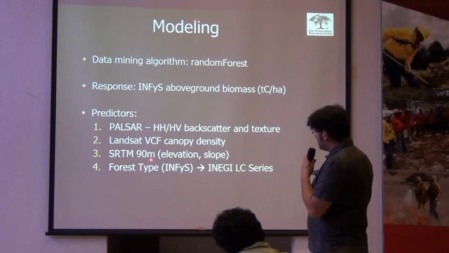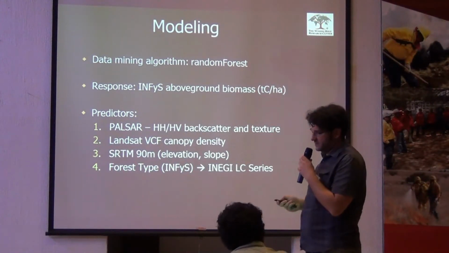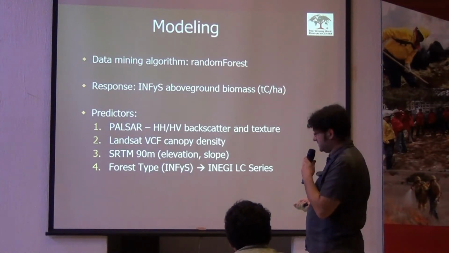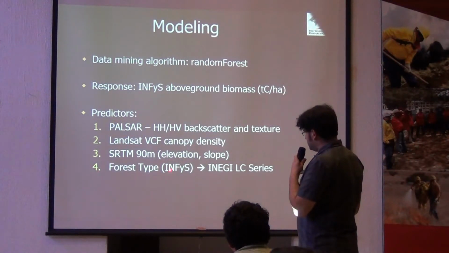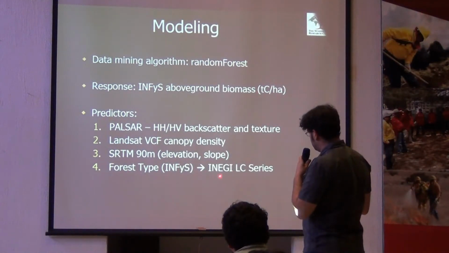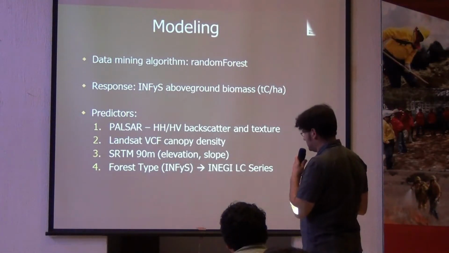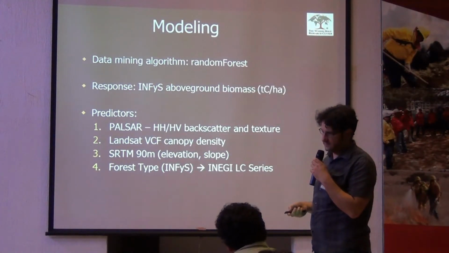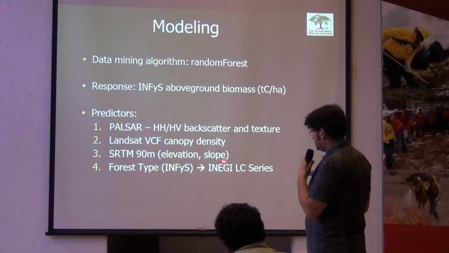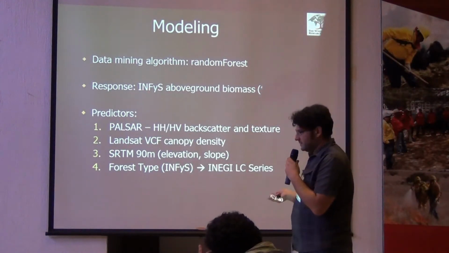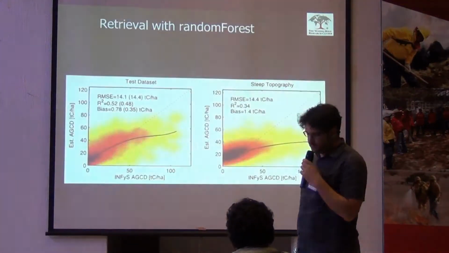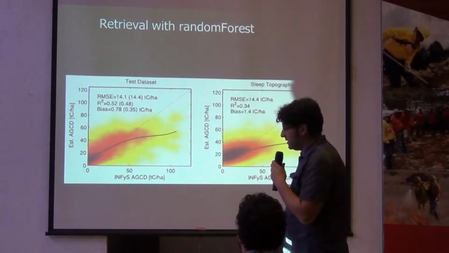And although we didn't directly use a remote sensing product, we used the forest type information from INFIS at this point for the modeling because we wanted to see whether it makes sense to integrate forest type information into the prediction. If that is the case, we could of course use land cover or land use products like the INEGI series, which however is coarse scale, 1 to 250,000, or the newer, recently released MAD-Mex products, for instance.